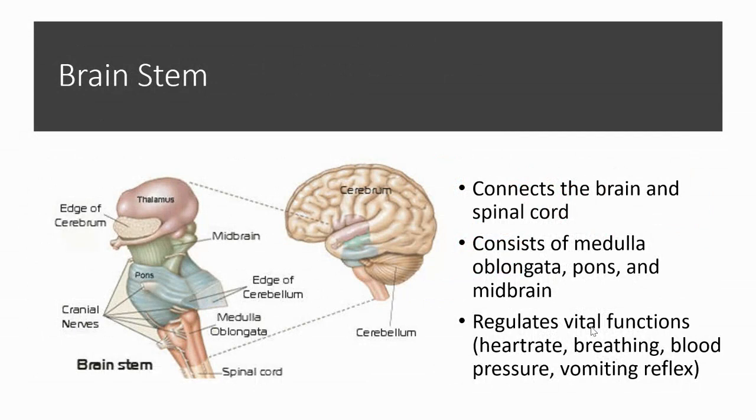Our brainstem is what connects our brain and spinal cord, and it consists of the medulla oblongata, the pons, and the midbrain. The brainstem regulates our vital functions, so our heart rate, our breathing, blood pressure, our vomiting reflex. When people drink too much alcohol and your blood alcohol level gets too high, it starts shutting down this brainstem. That's why it's really important if someone has alcohol poisoning to bring them to the hospital to make sure that they maintain their vital functions such as breathing and heartbeat, but also the vomiting reflex.